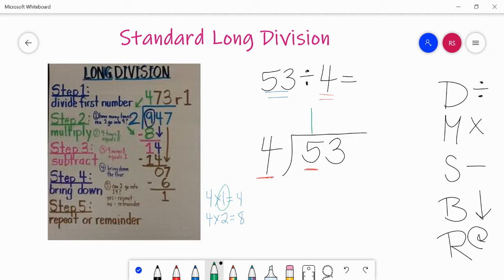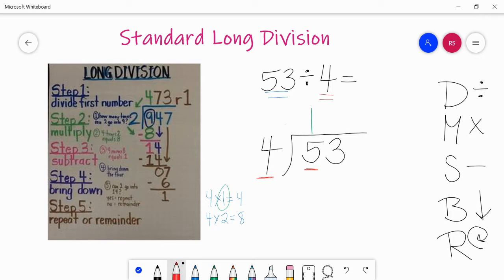So our place value is still very important here, guys. We need to make sure that our numbers that are a part of our answer, that are a part of our quotient, are going in the correct place value. So because we divided 4 into 5, that 1 is going to go directly above that 5 in the tens place. All right, now it's time to multiply.